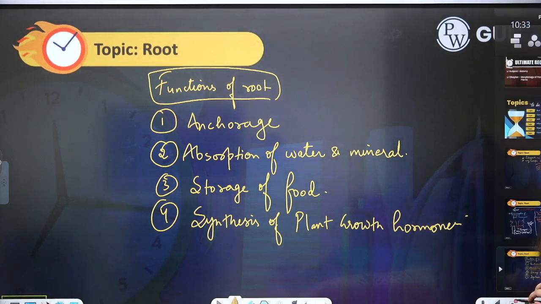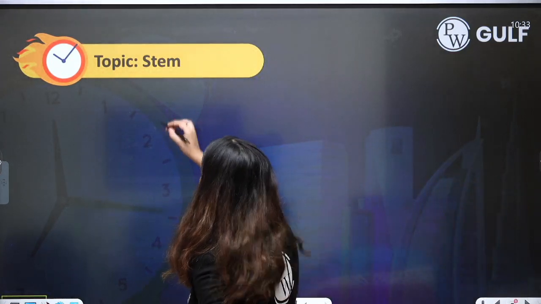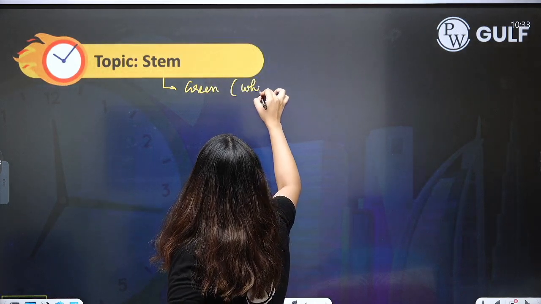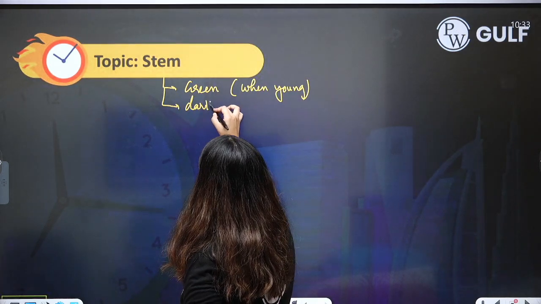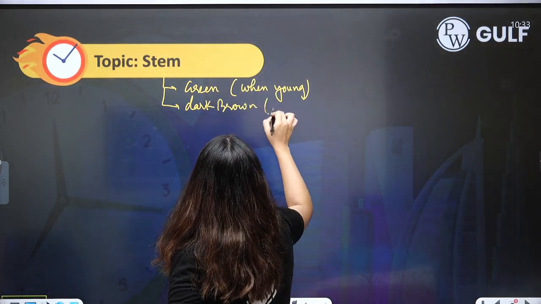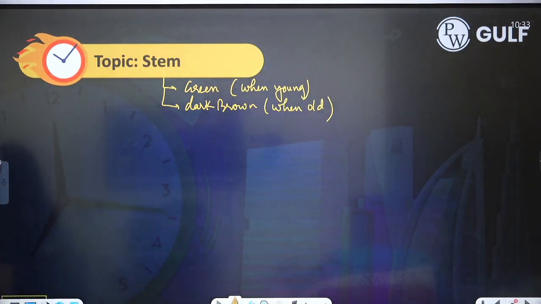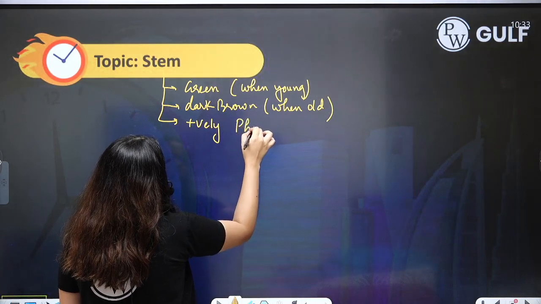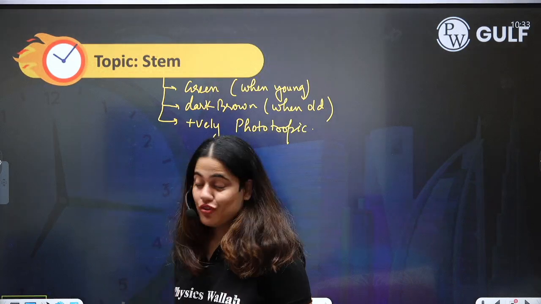Next, we are going to start with stem. As you know, stem is green when young and dark brown when old. Right, so when the stem is young, it is green and it is dark brown when it is old, and stem is positively phototropic because it grows towards the sunlight. It is positively phototropic.